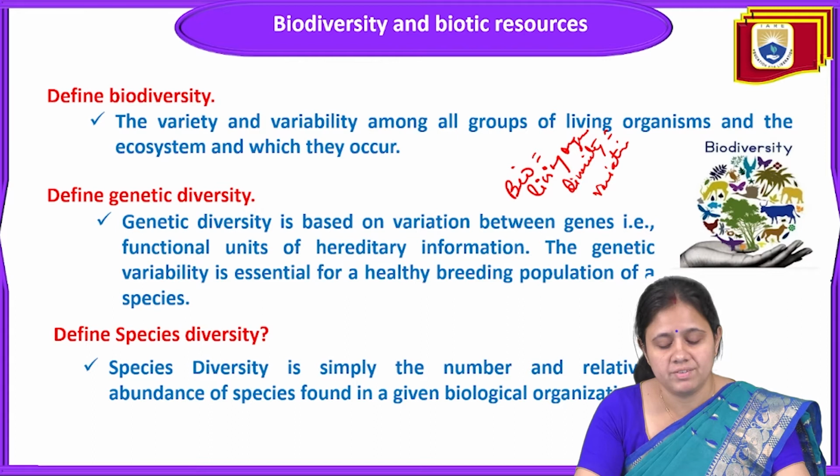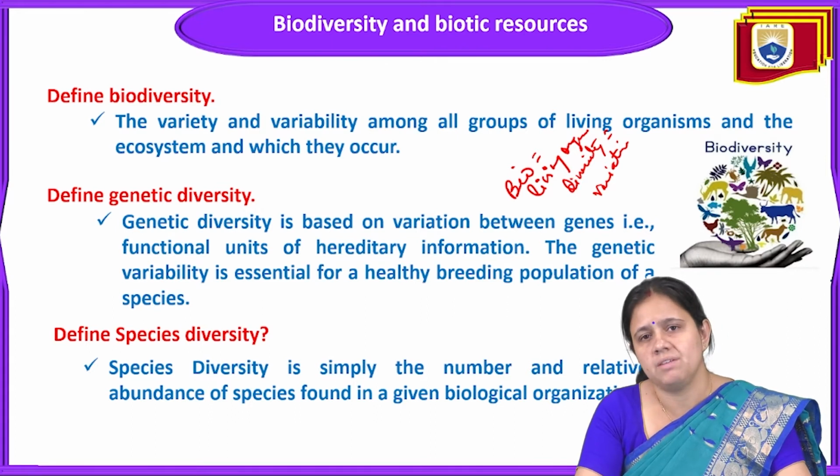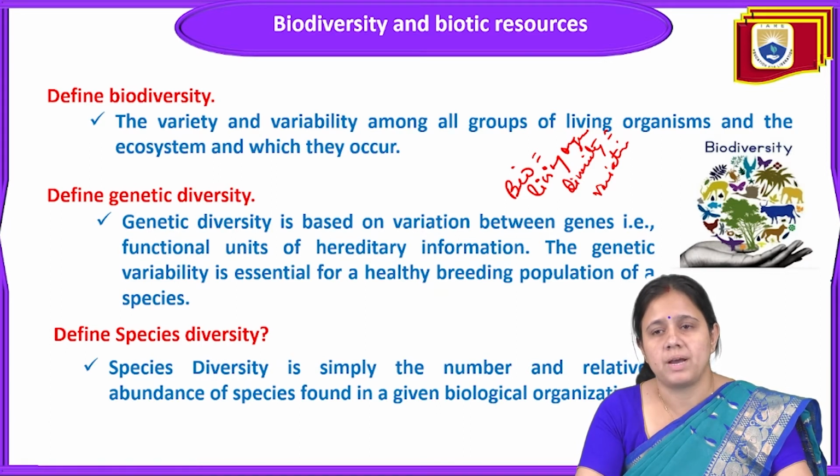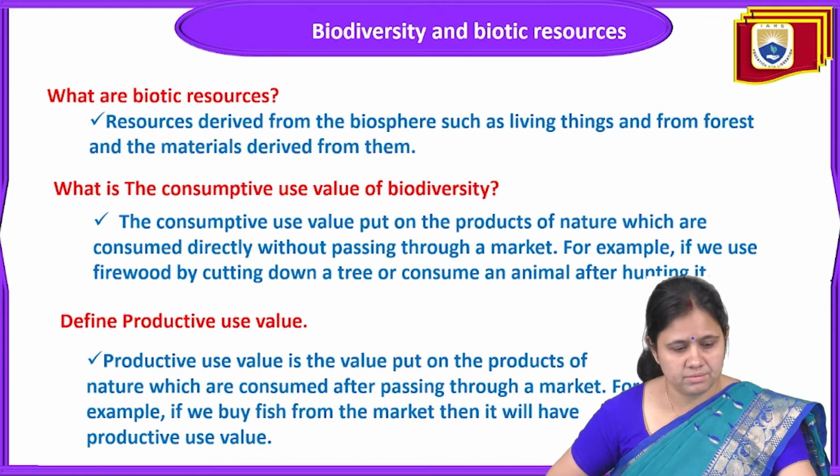For example, many groups of species are living at a place, but they differ in color, shape, and variation. So the relative abundance of species found in a given biological organization is called species diversity.